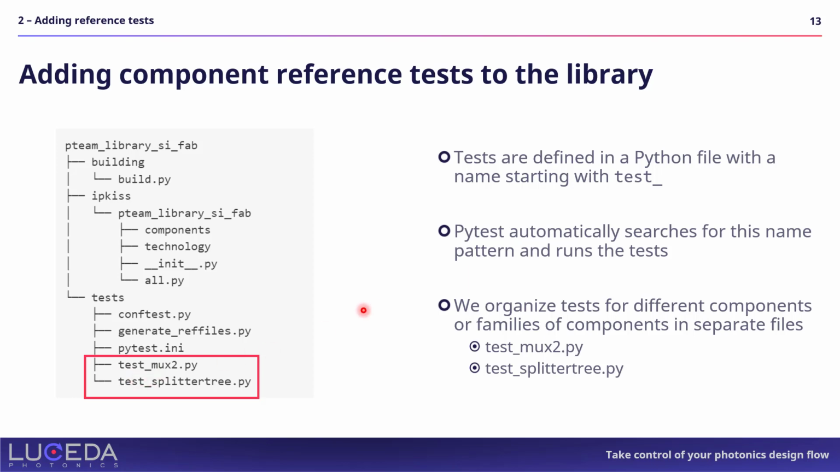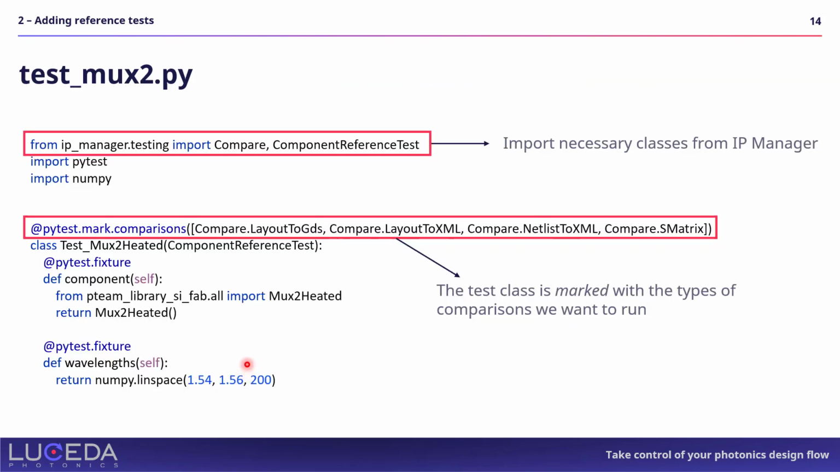PyTest will detect automatically this name pattern. And so every file that is called this way will be automatically run by PyTest. We organize tests for different components or different families of components in separate files. In this case, we define the tests for the MUX2 and for the splitter tree in different files. Let's have a closer look at test underscore mux2.py.